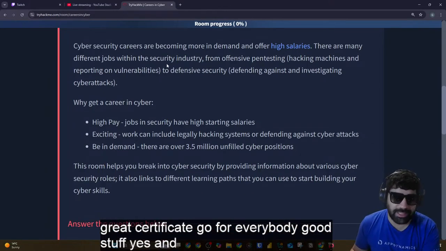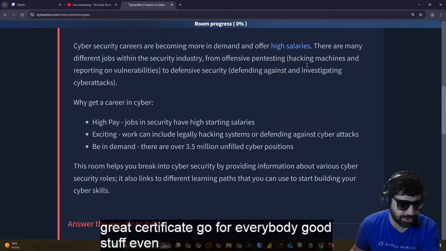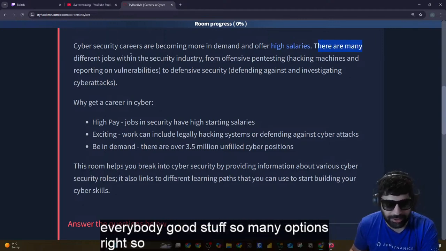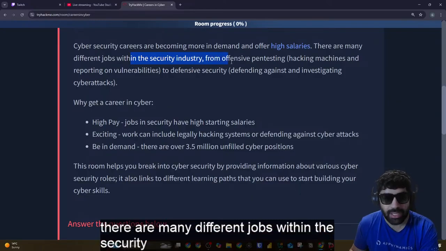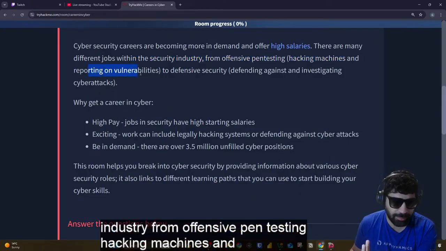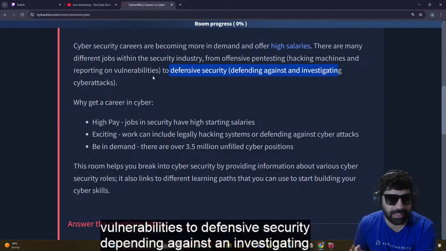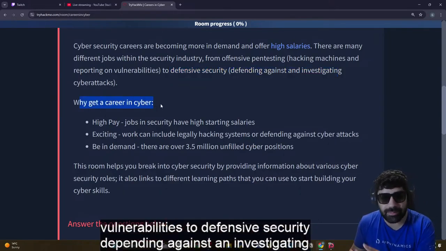Yes, and with this, you will be able to see which one to take, right? With penetration testing, even in the penetration red team, you have so many options, right? So there are many different jobs within the security industry, from offensive pen testing, hacking machines, and reporting on vulnerabilities, to defensive security, defending against and investigating cyber attacks. Why get a career in cyber?